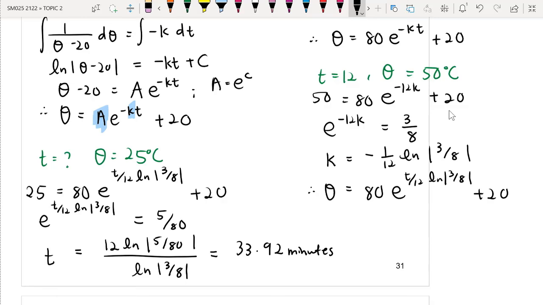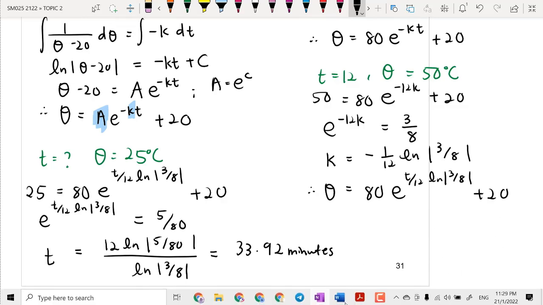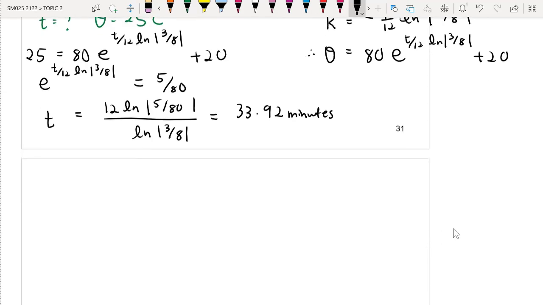Okay, that's not the final answer yet. Careful here. Why? This is not the final answer. So remember back, our initial temperature when t is 0 just now is 100 degrees. So what we found here is actually from 100 degrees dropping to 25 degrees. And that took 33.92 minutes.